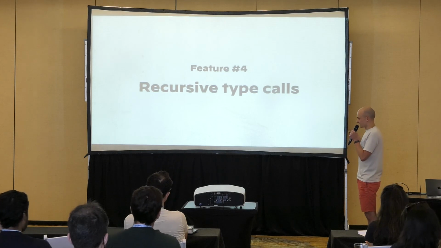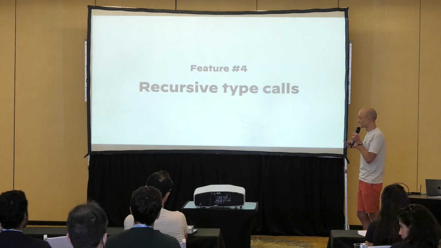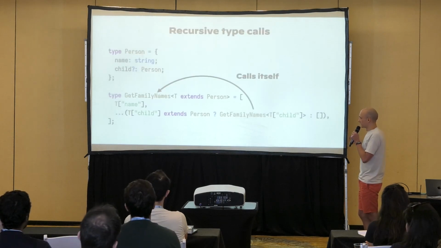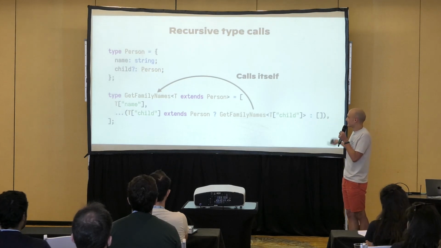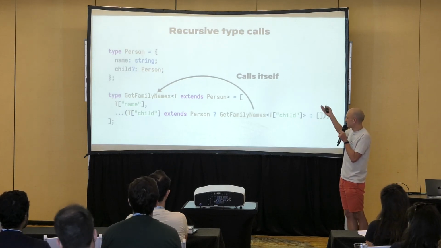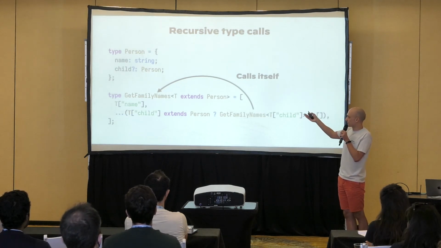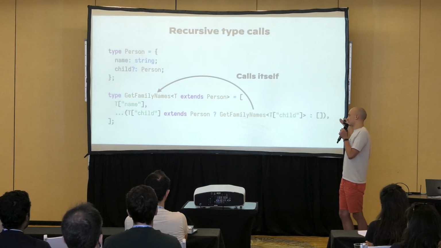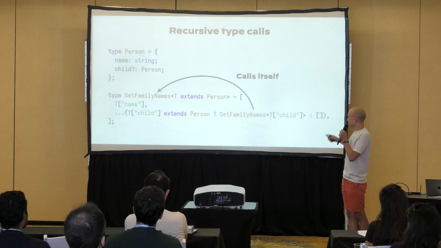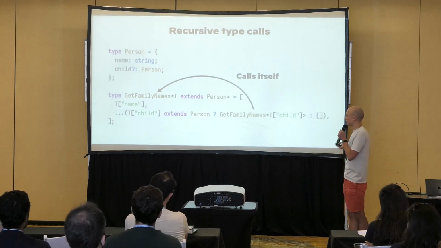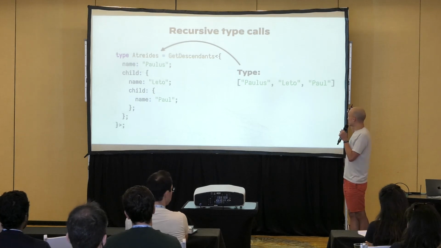And last one, same as in JavaScript, recursive type calls. No real need to explain, it looks a bit complex, but it's really the same. You have a param, it's a person, you return an array, you put the name, and spread the rest. If it looks like a person, you call the method recursively. Else, you just return an empty array. So using this, you will have this.